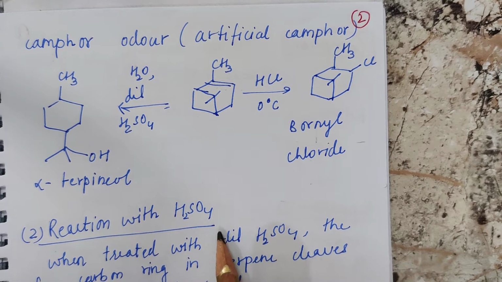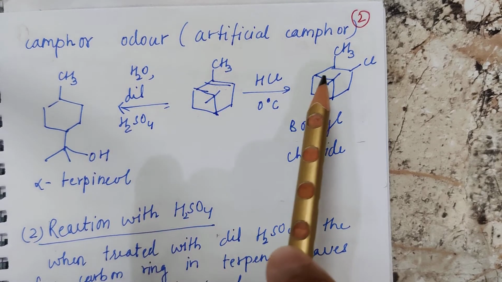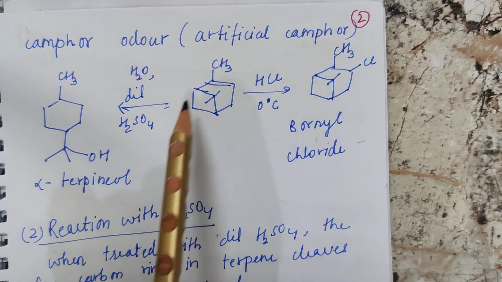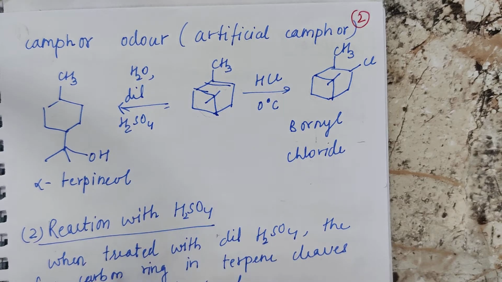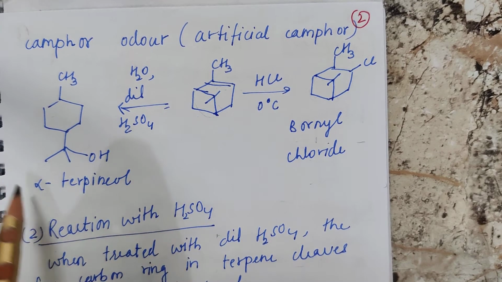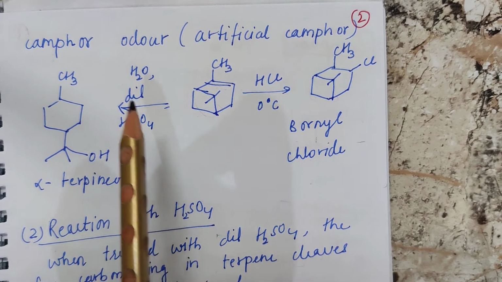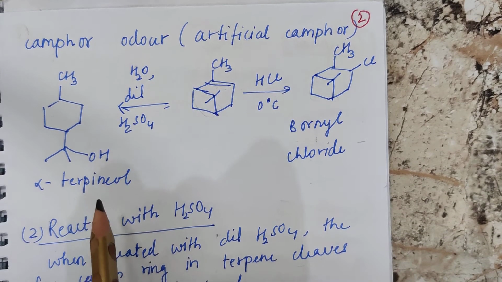Now second is reaction with sulfuric acid. If we react the compound with dilute sulfuric acid, the 4 carbon system, this ring, gets cleaved. The 4 carbon ring in terpene cleaves to form alpha terpineol. So alpha terpineol is obtained as a product on reacting it with dilute sulfuric acid. So our alpha pinene gives us alpha terpineol.